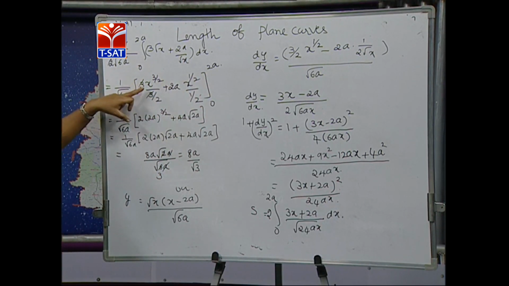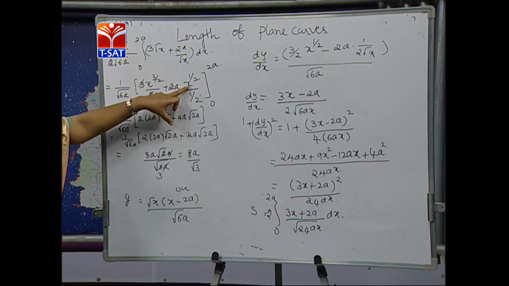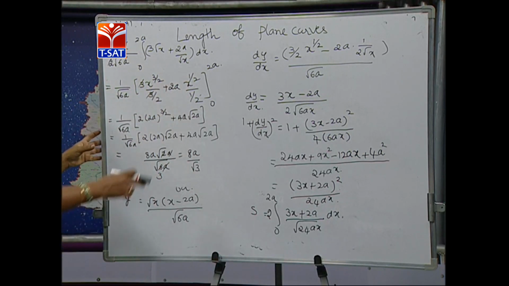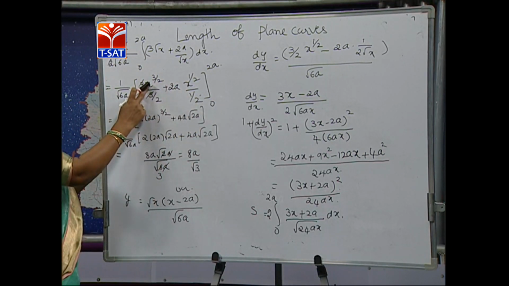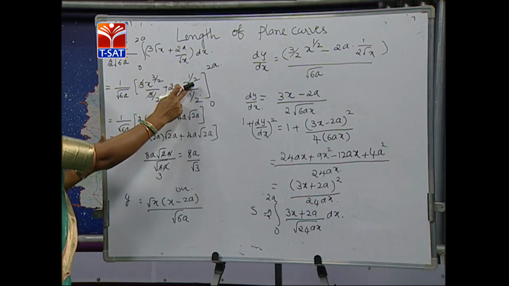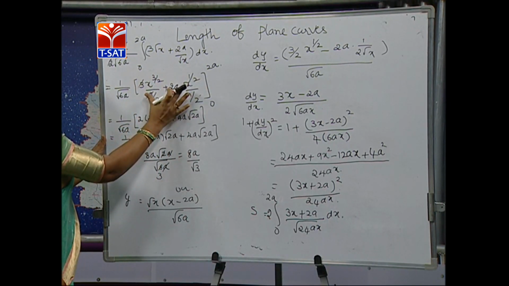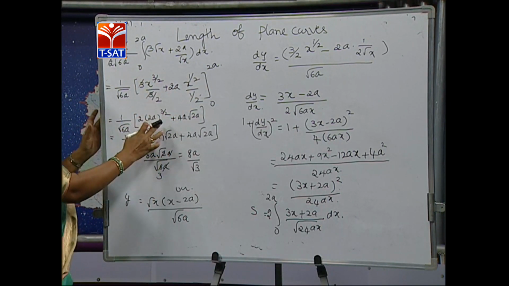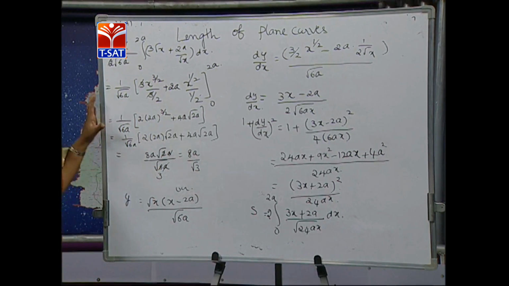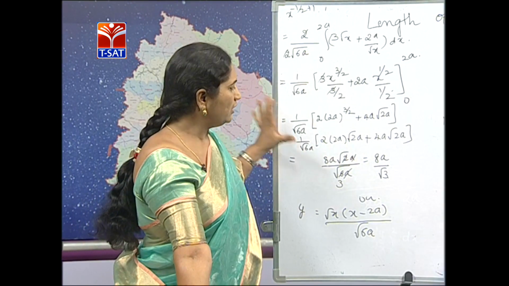The upper limit gives (2a) to the power of 3/2, and here (2a) to the power of 1/2. If you apply the lower limit, if x is 0, the lower limit value is also 0, here also 0. So that's why we take only the upper limit value. On simplification, we get the length as 8a by root 3.